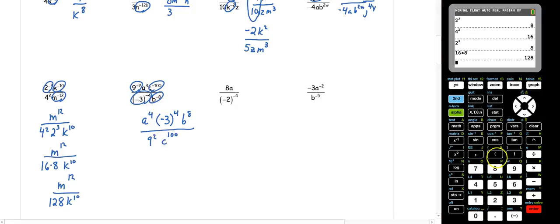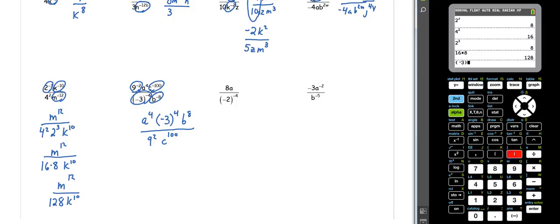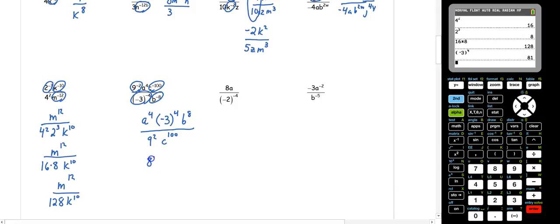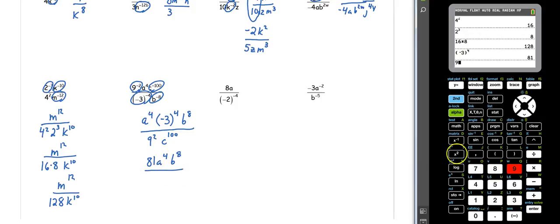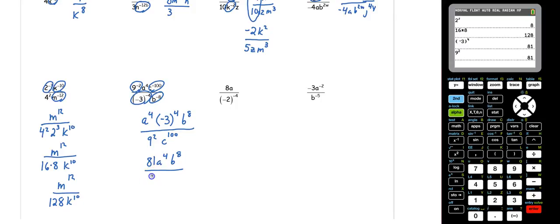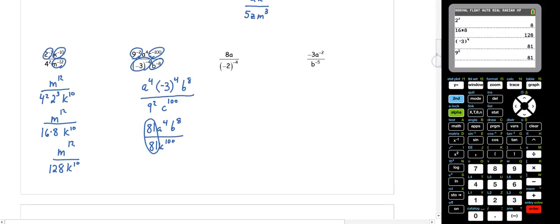Now, we can evaluate negative 3 in parentheses to the 4th. It's important to use your parentheses if they're there. So this gets us 81, a to the 4th, b to the 8th, over 9 squared, which is also 81, c to the 100th. Now, both of these are 81, so they reduce to 1, so we're left with a to the 4th, b to the 8th, over c to the 100th.